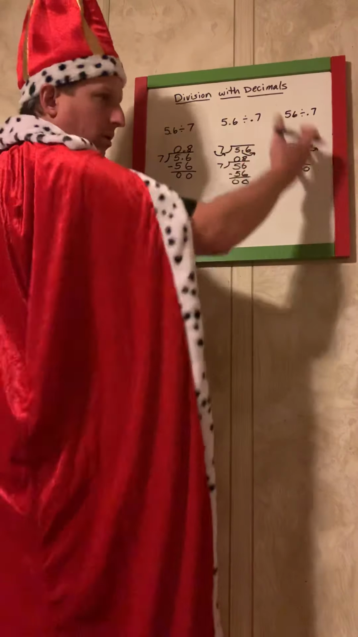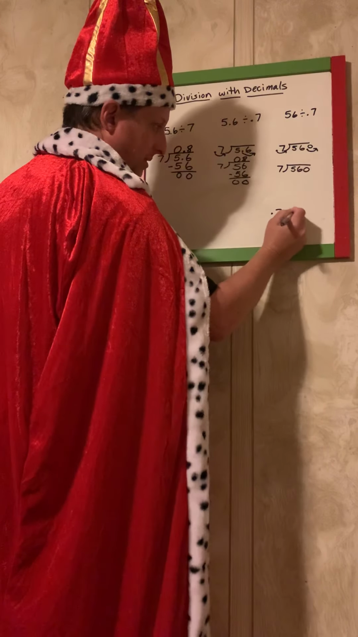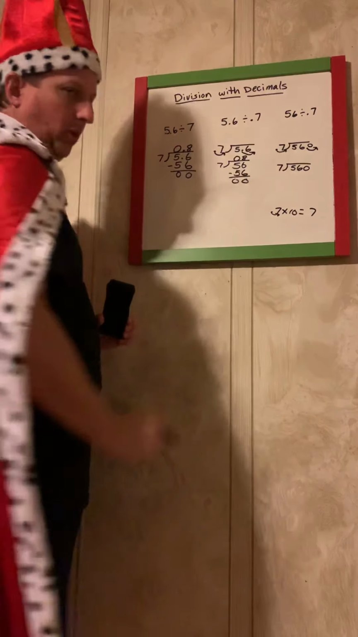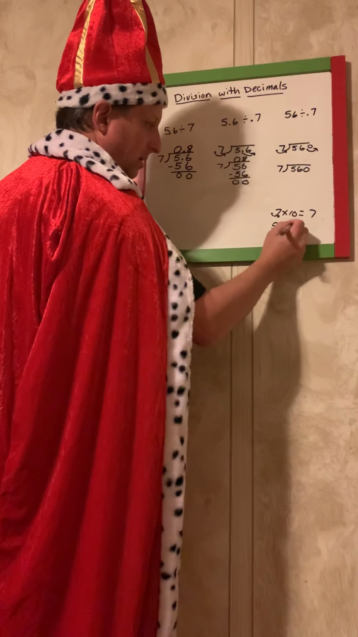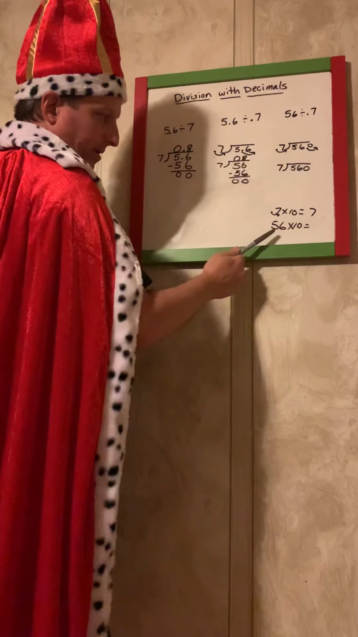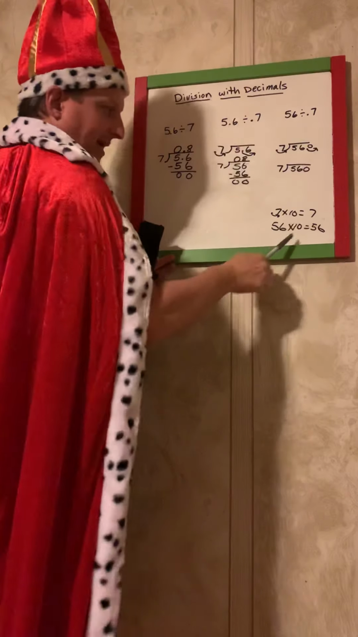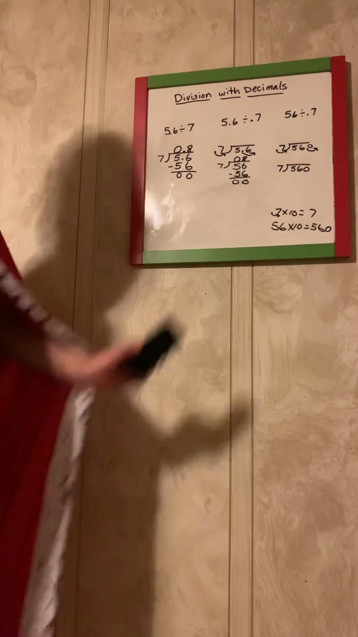If I want to do my powers of 10, 7/10 times 10 is 7. Remember, I just moved the decimal point one place. This was 56 times 10. 56 times 10, well, remember, 56 times 1 is 56, and I add the 0, 560.